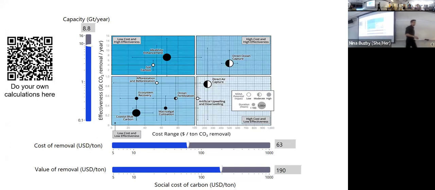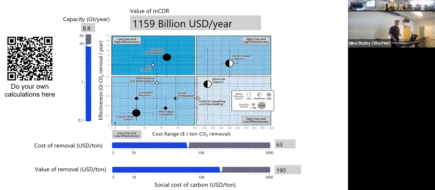The 2 points I was making here: one, if you just plug in the numbers for ocean alkalinity enhancement that we have on this one, who knows if they're right, this suggests that this could be up to a more than $1 trillion per year industry. And that's one of the reasons why there's so much interest in this as a potential industry.